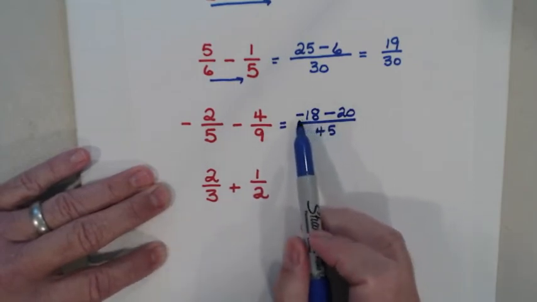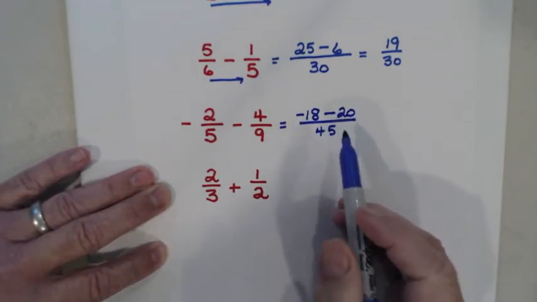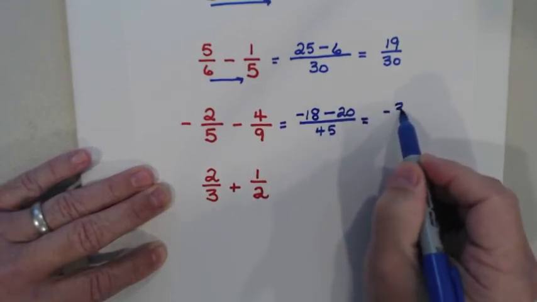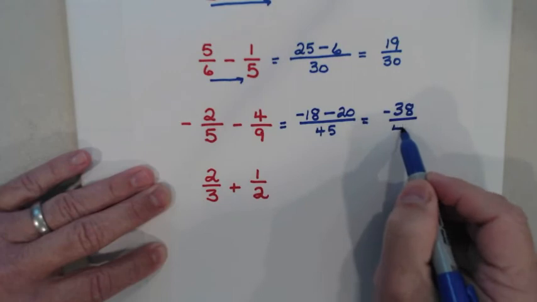My rule here: if the signs are the same, I add them together and keep the sign. A negative 18 and a negative 20 is a negative 38 45ths.